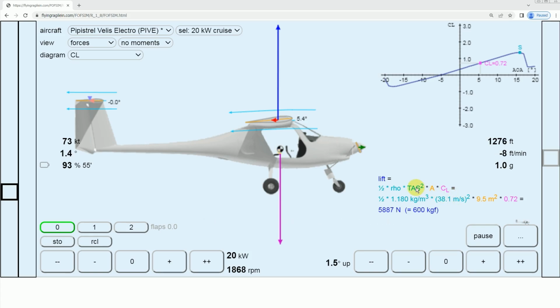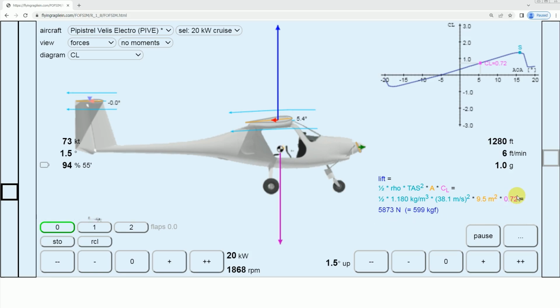You may have heard that the light blue part is called dynamic pressure. Now, lift increases with dynamic pressure, therefore it makes sense to put it into the lift formula. The orange part is the wing area. Lift increases with wing area, and doubling the wing area causes twice the lift. The wing area of the Velis is 9.5 square meters. So we put that into the formula as well.